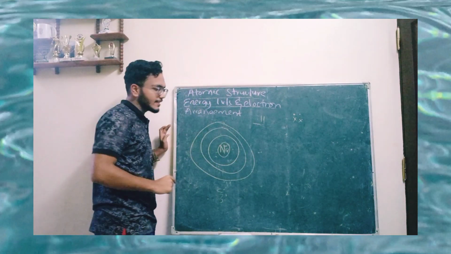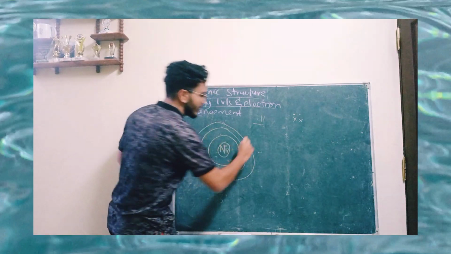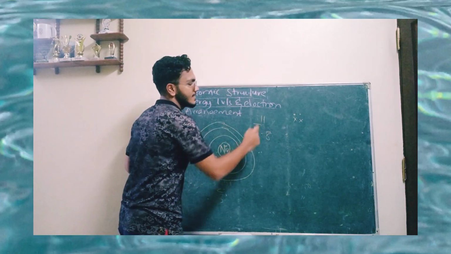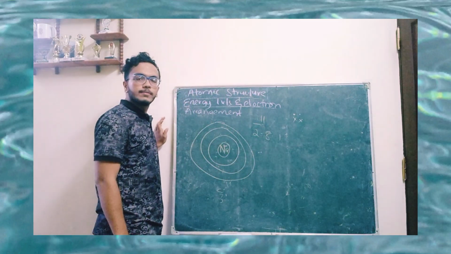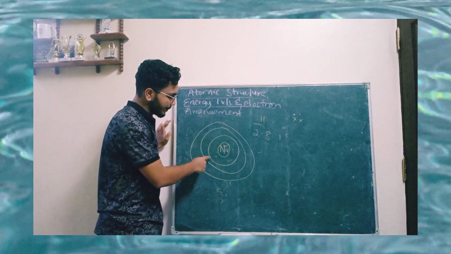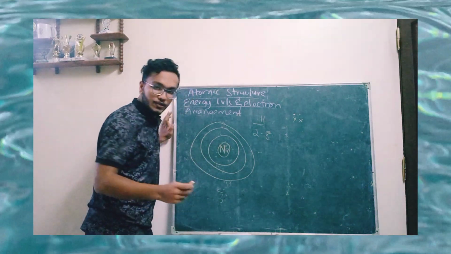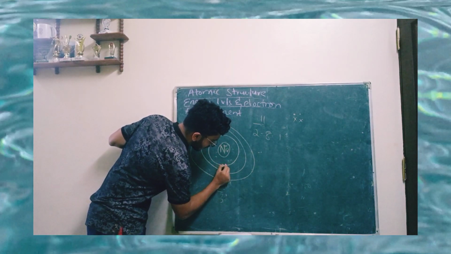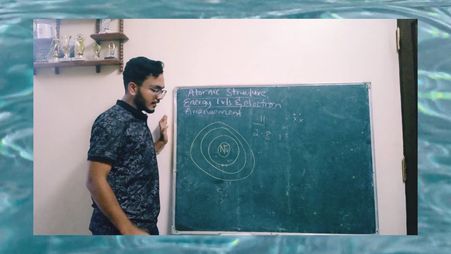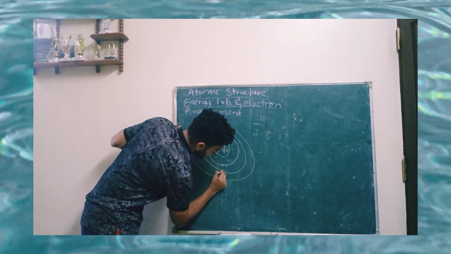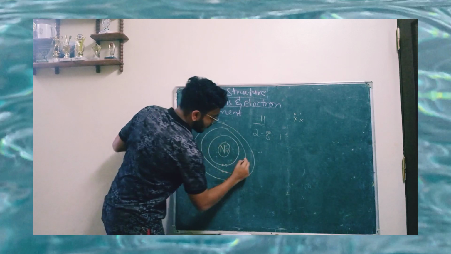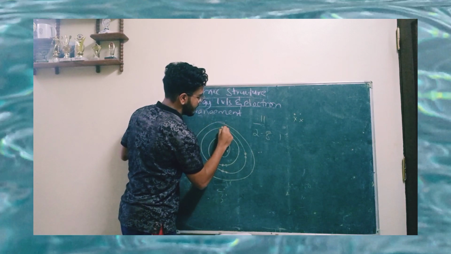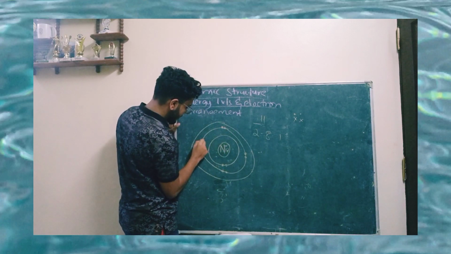How will 11 be represented? The first energy level has 2 electrons, the second energy level is 8. Then you see how many are left. 1 is left. So 1. How do you represent 2,8,1? You put dots or crosses. You can even put dots. So I will have 2 electrons, 2 dots on my first energy level, another 8 dots on my second energy level.